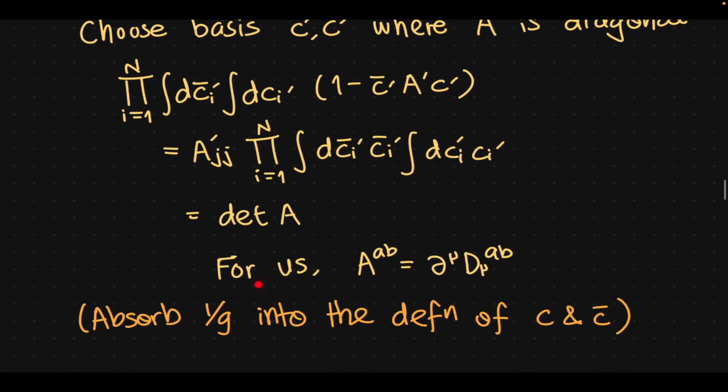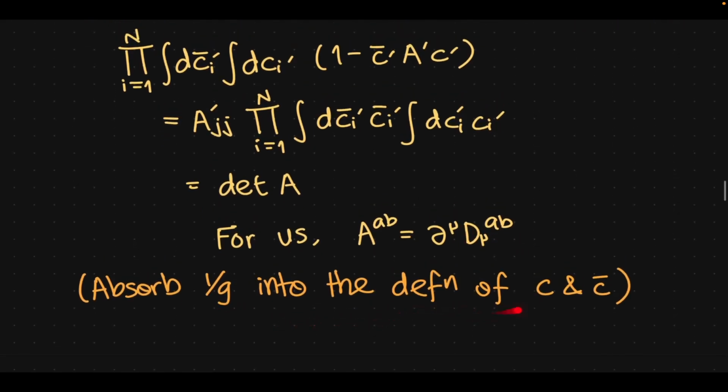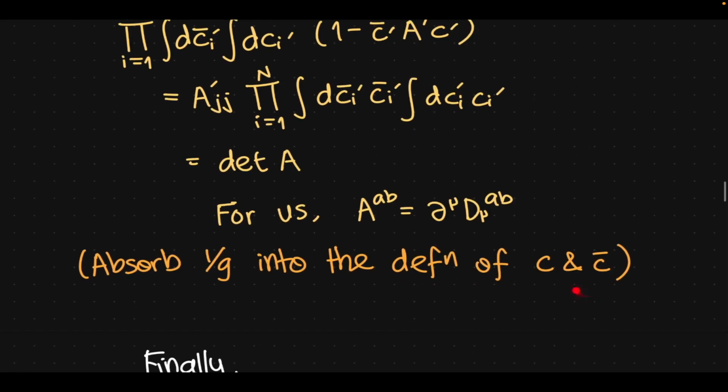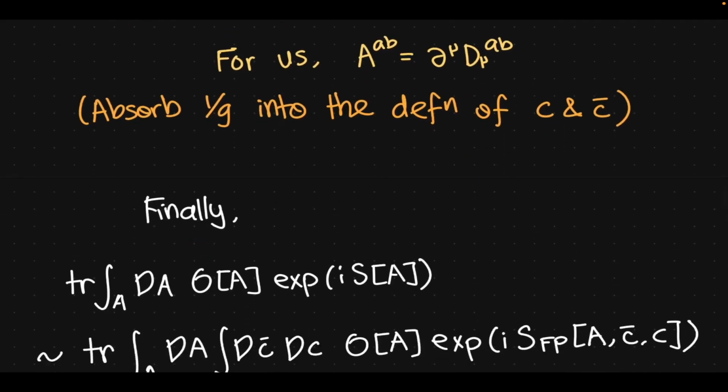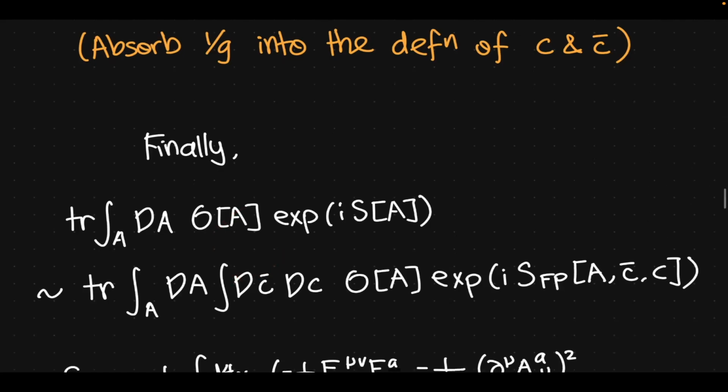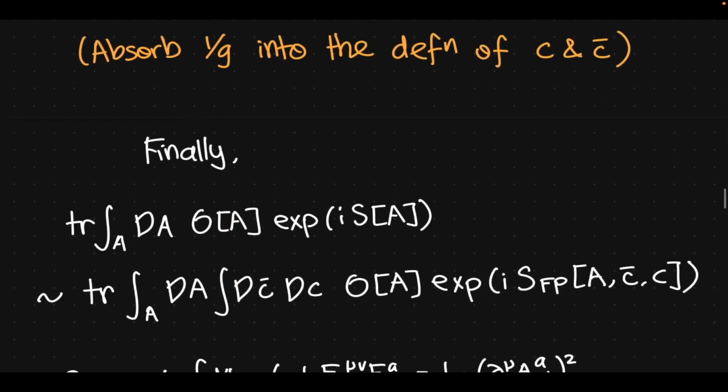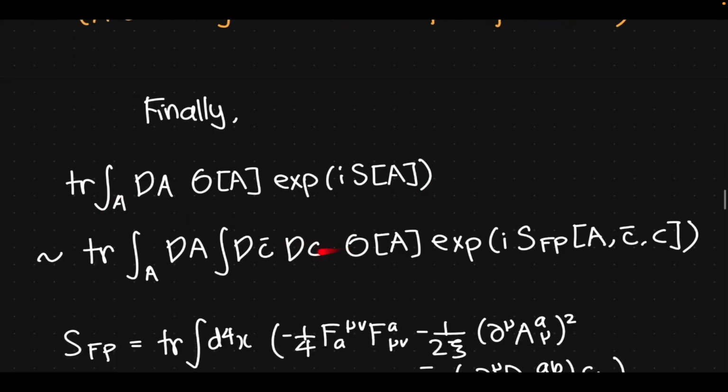So therefore, for us, a^{ab} was just the partial derivative of the covariant derivative^{ab}. And we're absorbing the 1 over g into the definition of the c and c bars, which we can totally do. They were kind of arbitrary. We can scale them up and down. The measure is invariant. So finally, putting all these things together, Faddeev-Popov's first trick, Faddeev-Popov's second trick, we get that the numerator of the correlation function is proportional to the trace, the path integral over a, path integral over c bar and c, O of a, exponential i S_FP of three fields a, c bar, and c.